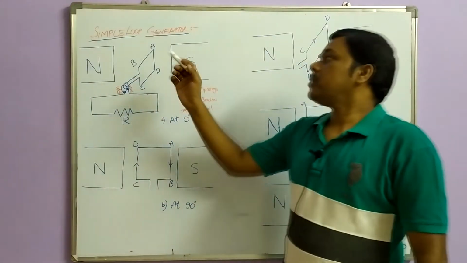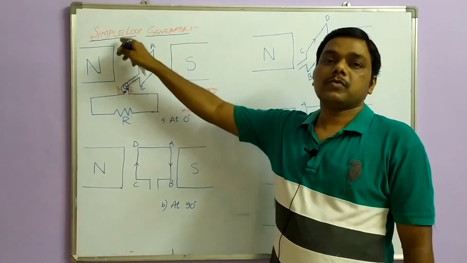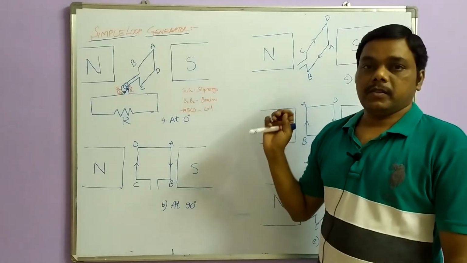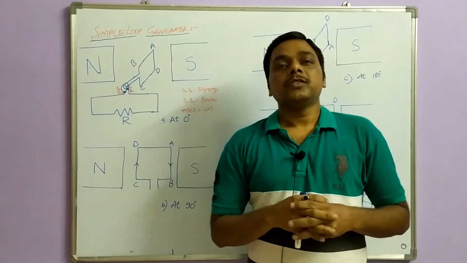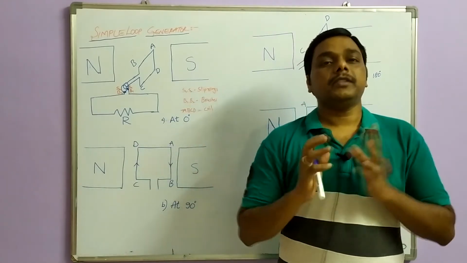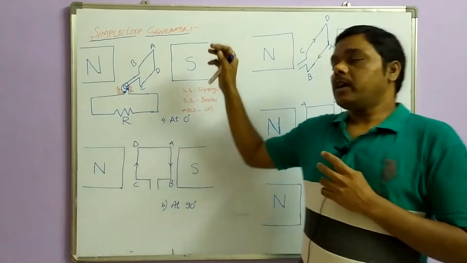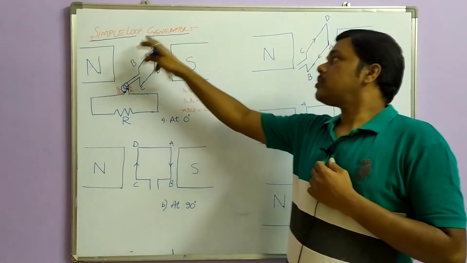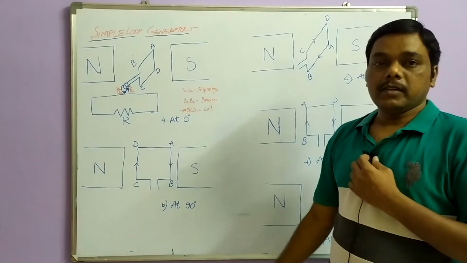Today I am going to explain the working principle of a simple loop generator. Basically, we know that generators are of two types, AC generators and DC generators. So I am going to discuss the working principle of a simple loop generator.